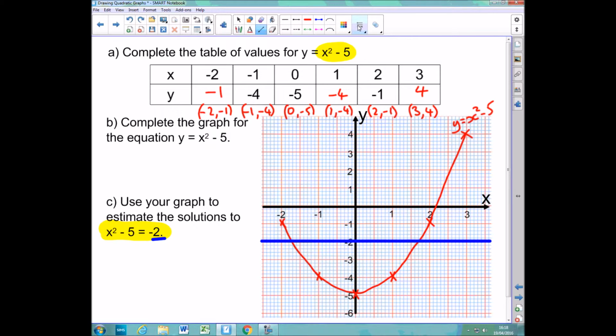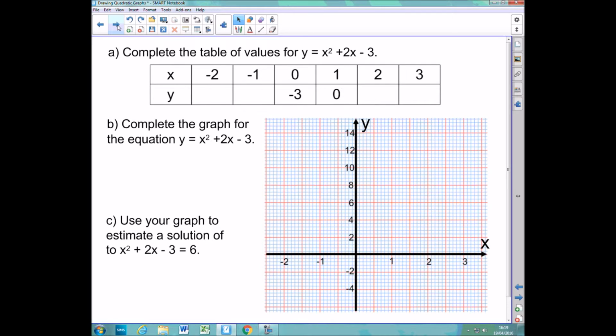Now you'll also notice that my new line that I've just drawn crosses my curve. And at the points where they cross, I'm just going to draw a line vertically upwards for both of those. And the values where they cross the x-axis are the solutions to the equation. So over here I've got minus 1.7, and over here I've got 1.7 as well. So I end up with x equaling minus 1.7 or 1.7 as estimates.